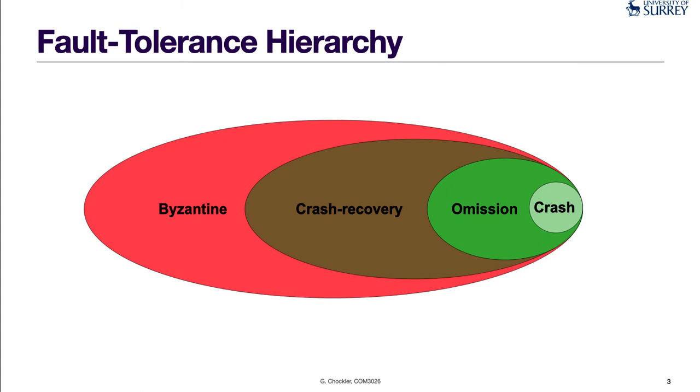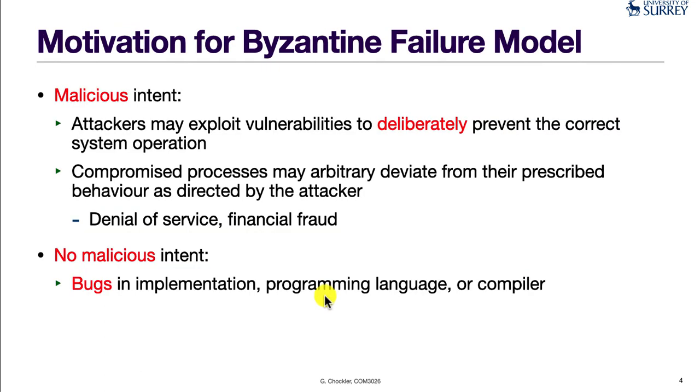So you might be wondering if there is any practical motivation for considering Byzantine failure model, which is very severe and very permissive in terms of the types of failure behaviors that are allowed. So here are two examples, so kind of the two families of scenarios that can lead to Byzantine failures to actually occur in practice. So the first type of scenarios involve malicious intent of some sort.